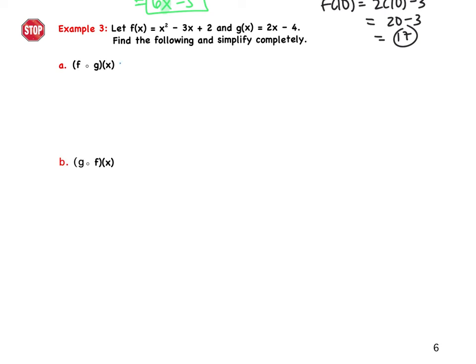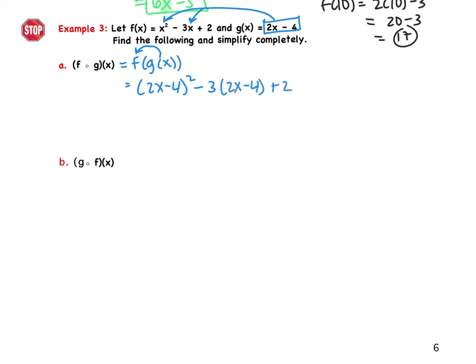Okay, in part A, we are finding f of g of x. So our g of x is going into f. G of x is going into f in place of x, which you can see it's going to be in 2 places. So we have x squared, but instead of x, we're replacing it with 2x minus 4. Minus 3, we're replacing that x with 2x minus 4 plus 2. Okay, and then you need to simplify that.